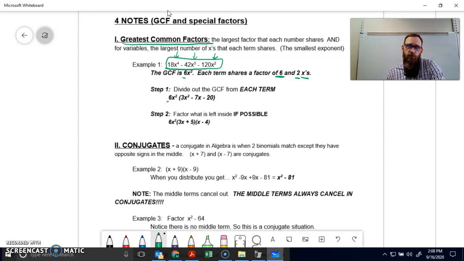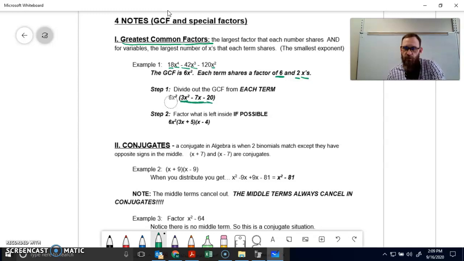So the first thing we're going to do is take out our GCF of 6x squared. And when I say divide out the GCF, if you don't know already, that means to divide each term by 6x squared. 18 divided by 6 is 3. X to the fourth, take out 2 x's, leaves you with 2 x's. Negative 42 divided by 6 is negative 7. I have 3 x's. And if I take 2 of them out, I'm left with 1. Negative 120 divided by 6 is negative 20. And take the 2 x's out, there's no x's left.